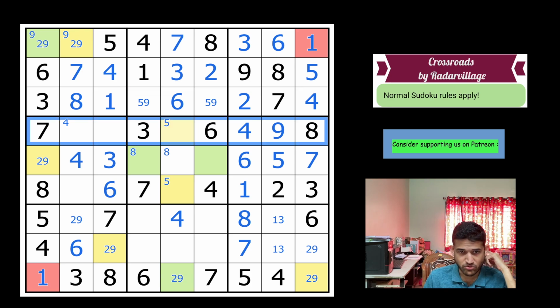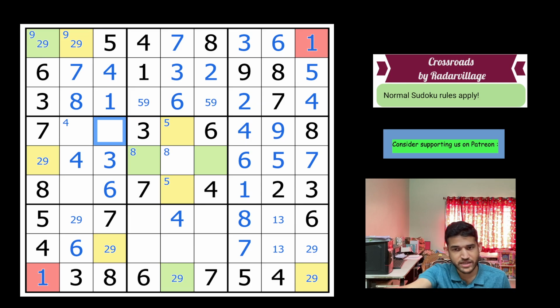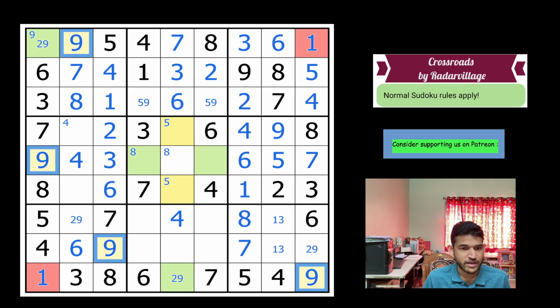Let's focus at row 4. 1, 2, and 5. So straight away you get a naked single here. This is a 2. Because 4, 6, 8, 9, 3 and 7 and 1 and 5 are eliminated. So that's a 2. So now we know the yellows. They must all be 9s. And we all know what is greens. They are 2s.